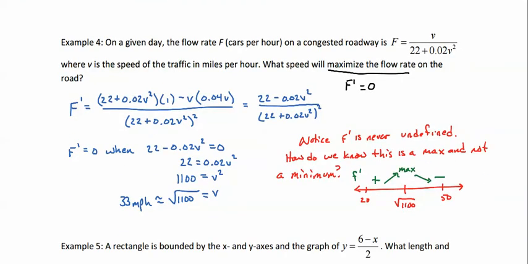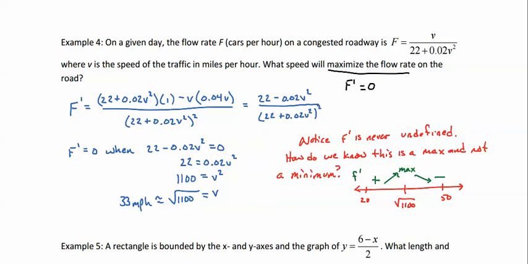On a given day, the flow rate F in cars per hour on a congested roadway is F equals V divided by 22 plus 0.02 V squared, where V is the speed of the traffic in miles per hour. Now, if you need to, go back and read it again. Figure out what all your variables stand for. The question is the important part. In any word problem, skip down to the question, figure out what it is that you're going to be dealing with. What speed, so find V, will maximize the flow rate, so maximize F on the road.